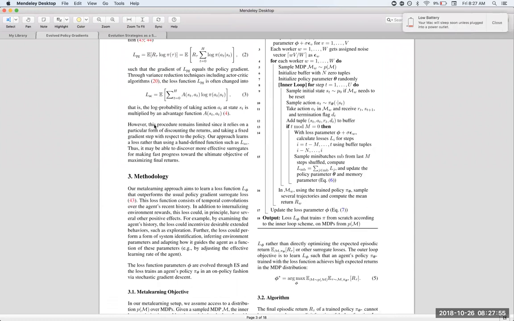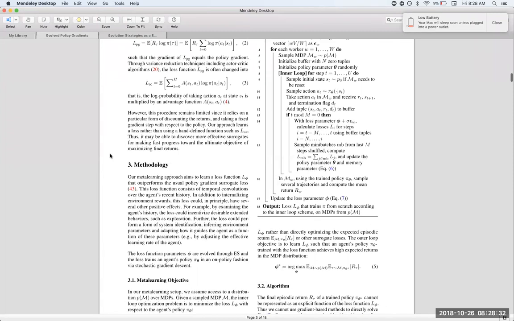Let's see. This procedure, it says, let me read this last paragraph. "This procedure remains limited since it relies on a particular form of discounting the returns and taking a fixed gradient step with respect to the policy. So our approach in this paper learns a loss rather than using a hand-defined function such as LAC, which is this surrogate loss function. Thus, it may be able to discover more effective surrogates for making fast progress toward the ultimate objective." So, okay, this is the basic premise of the EPG method.